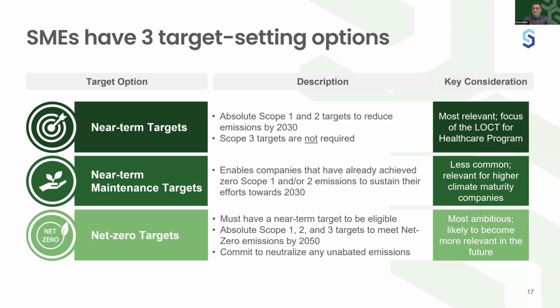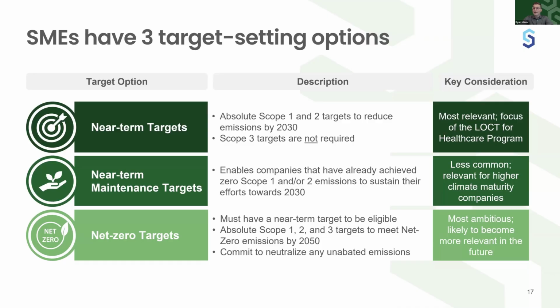The second option is near-term maintenance targets. These are for companies that have already gotten their scope 1 or 2 emissions down to zero and want to make sure that they stay there through 2030. It's a bit less common, but we sometimes hear from suppliers who are already very low on emissions, and this option is designed for them specifically.